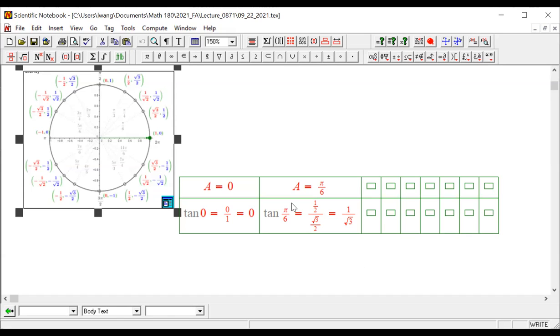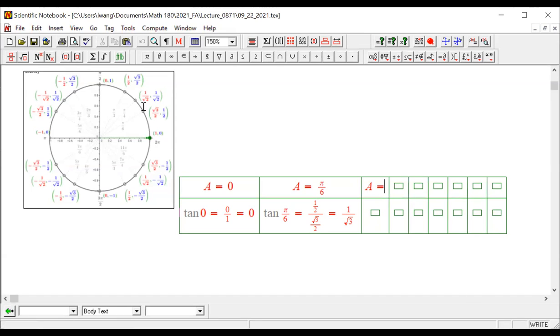You guys know what to do, right? So for A equals 0, the input is 0, you'll have a unique output. The input is pi over 6, we have a unique output. So A equals 0 can be in the domain, A equals pi over 6 can be in the domain. So we keep going. The next one is A is pi over 4. That's 45 degrees.